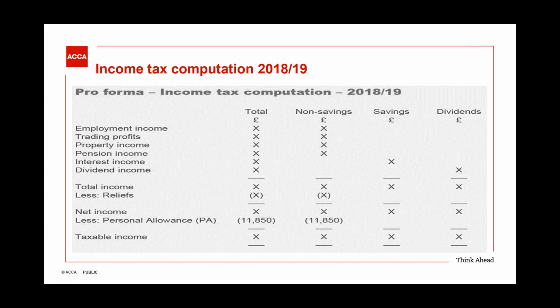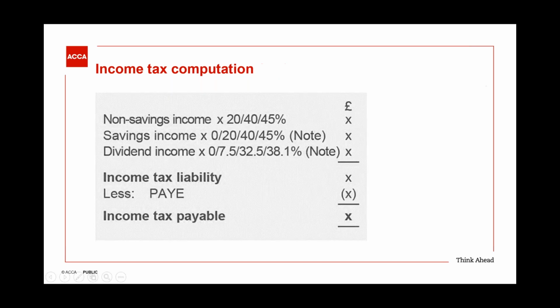Now that is important. That is because if you are a basic rate taxpayer, out of your interest income, 1,000 pounds will be subject to 0%. We call it savings nil rate band. If you are a higher rate taxpayer, from your interest income, 500 pounds is subject to savings nil rate band. But if you are an additional rate taxpayer, then you are not entitled to any savings nil rate band.